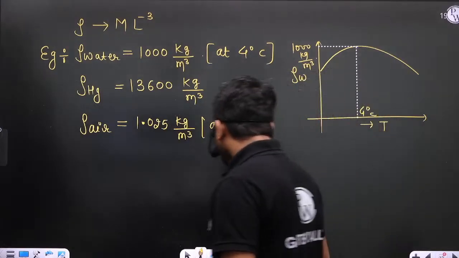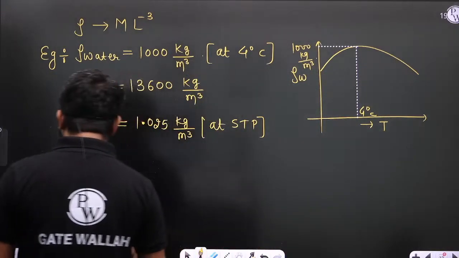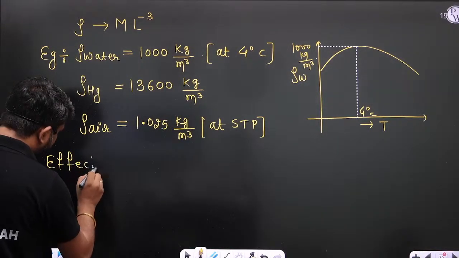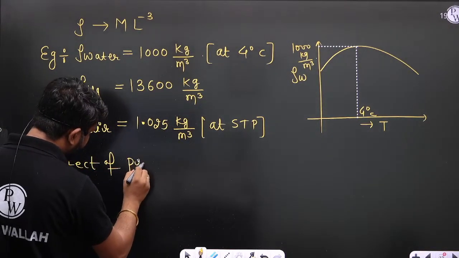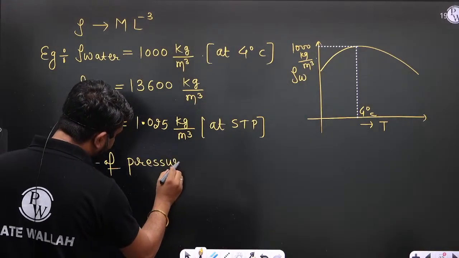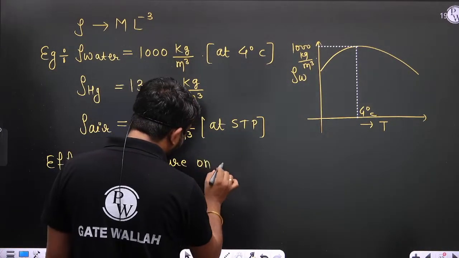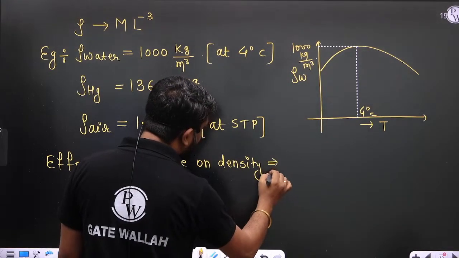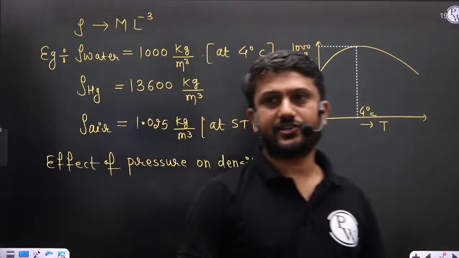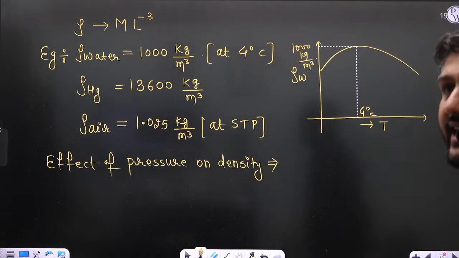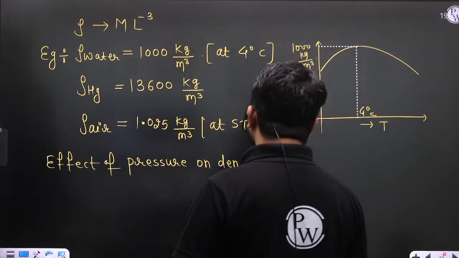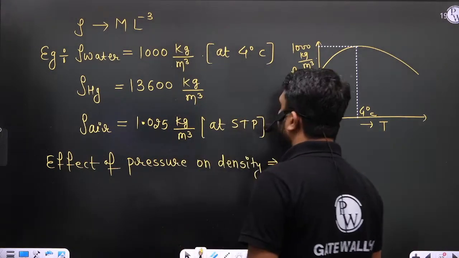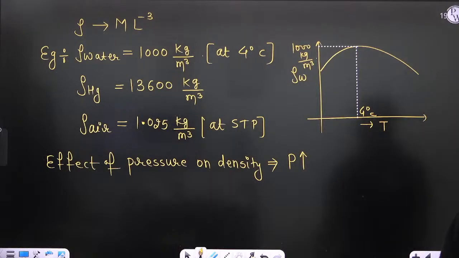Now come to the effect of temperature and pressure on density. Effect of pressure on density. What happens if we increase the pressure? If we increase the pressure, then what happens with the density?